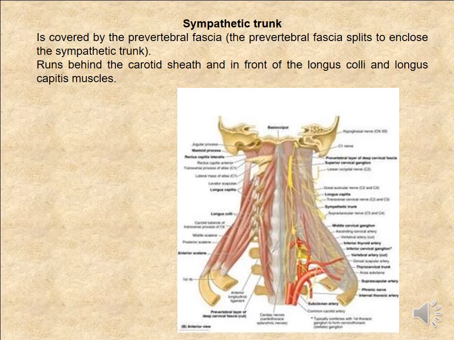The other nerve in the neck is the sympathetic trunk. It's covered by prevertebral fascia. The prevertebral fascia is split to enclose the sympathetic trunk, running behind the carotid sheath and in front of longus colli and longus capitis muscle.